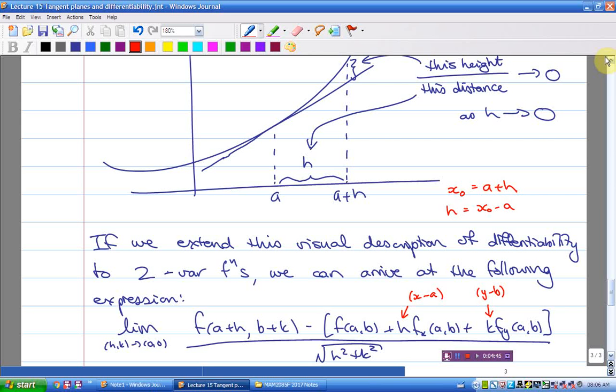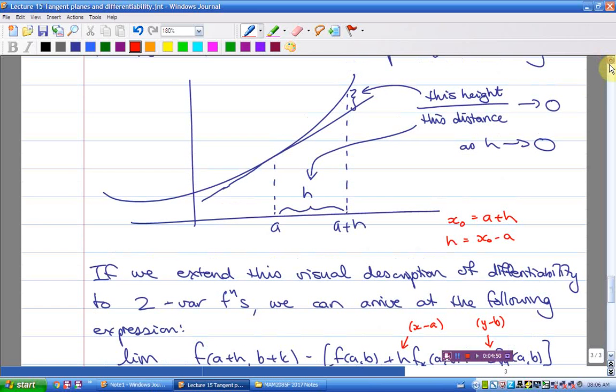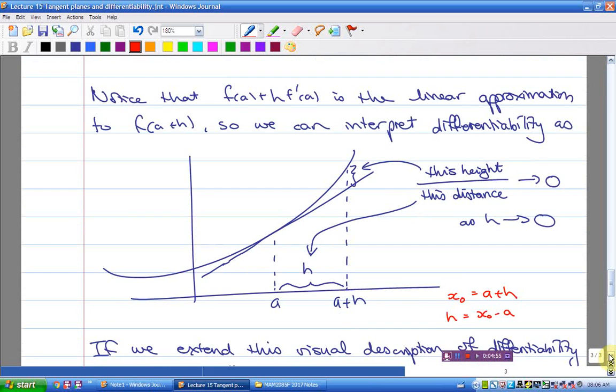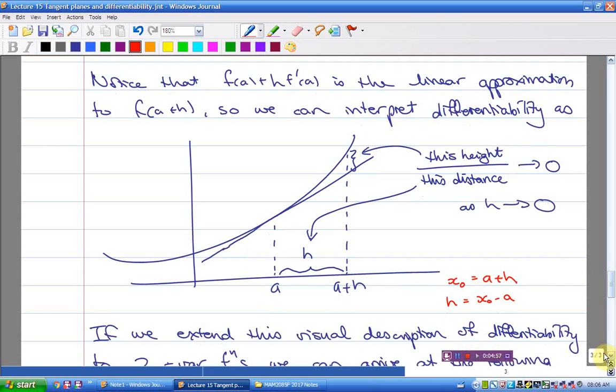And in yesterday's tutorial, I explained to a few people where this comes from. I said, notice that f of a plus h f dash is the linear approximation to f of a plus h. And if that's not clear to you, I'm going to just redraw this drawing. I have a curve, I have a tangent line. Here's a, over here somewhere is a plus h. Let me draw in a horizontal line as well. That distance there is f of a.